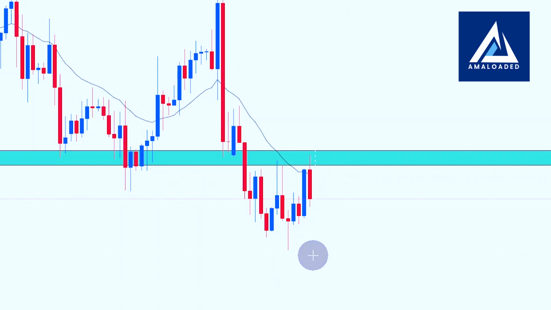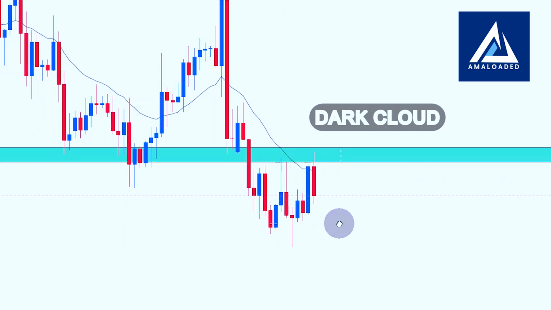The next formation of candlestick pattern that forms at this point of interest is dark cloud. Dark cloud candlestick pattern is a bearish reversal candlestick pattern. When you see this candlestick pattern at a point of interest, it's a sign that the sellers are fully ready to push down the price action.